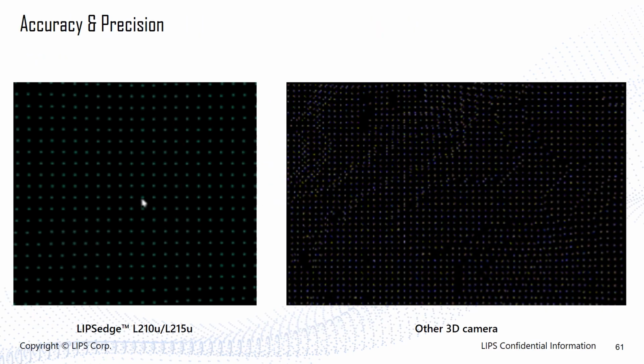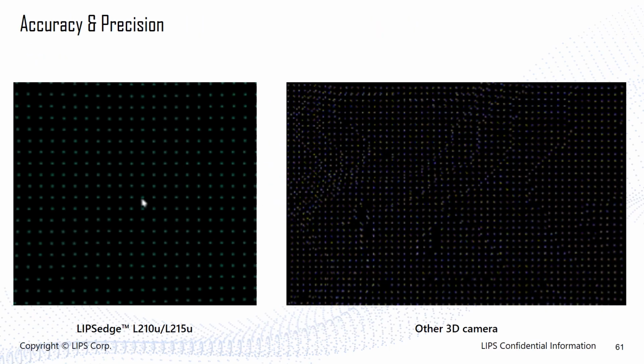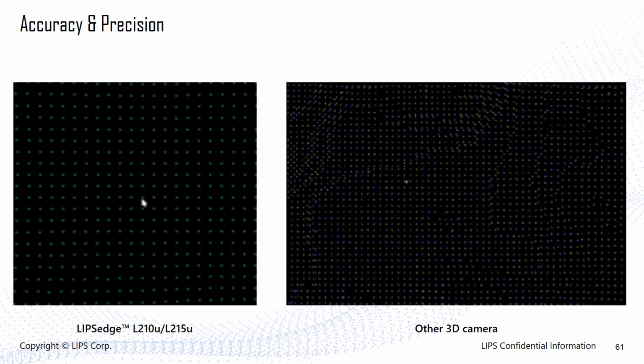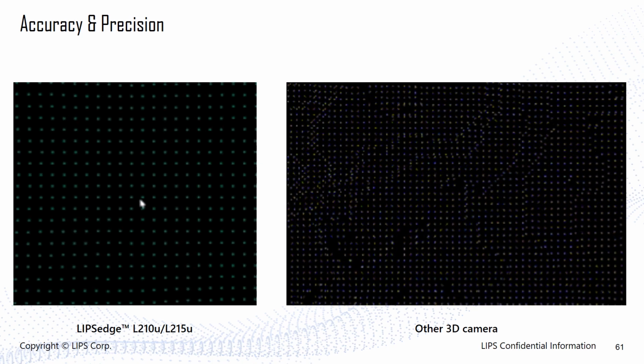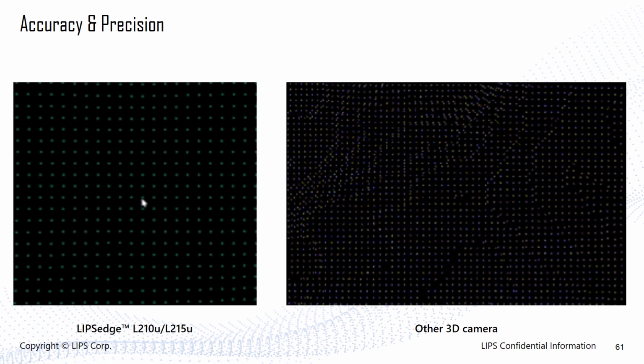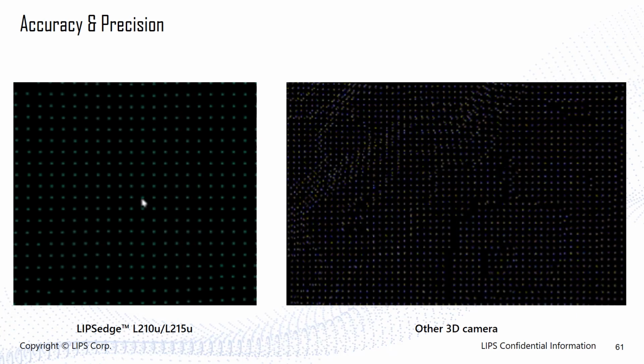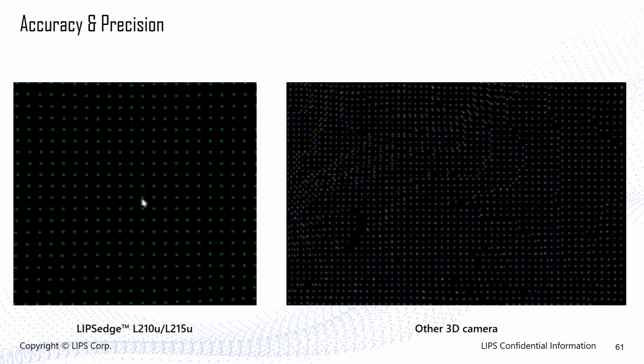In these 2 videos, you will see an example of why accuracy is important. In the video on the left, you can see the point cloud is stable, while the point cloud on the right is flashing intermittently. The flashes that occur in the point cloud are caused by noise, which can disturb the readings of accuracy and precision.